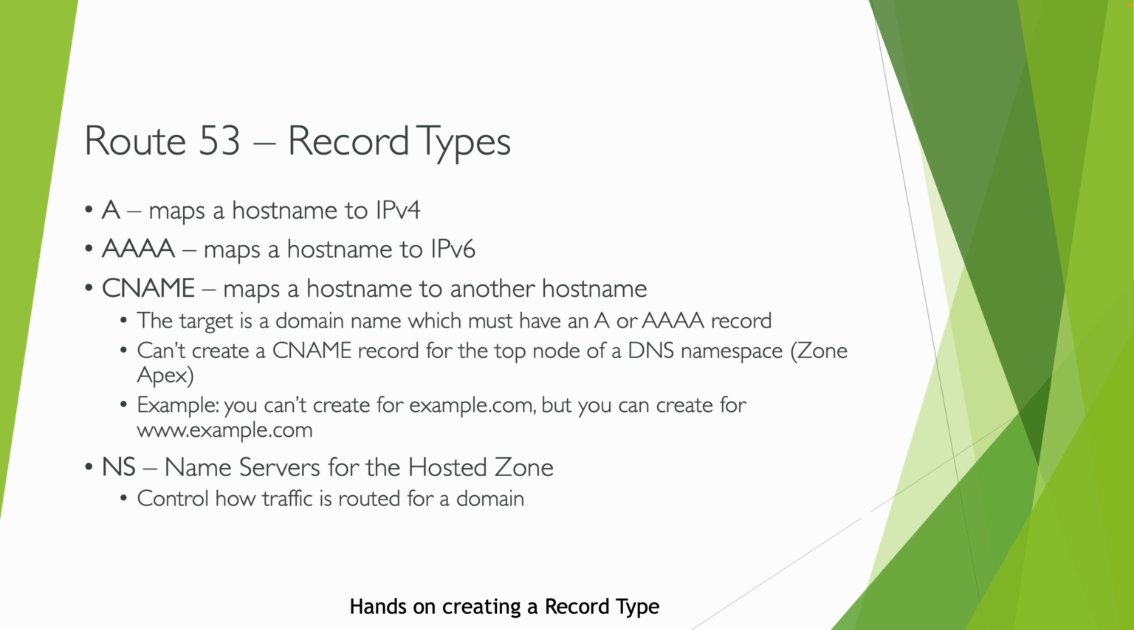And this particular target which you are giving, site2.com, must have an A or AAAA record, because it needs to go to some server, right? So the domain which we are using in the CNAME must have an A or AAAA record. And we can't create a CNAME record for the top node of the DNS namespace. That means for the .com or .in, we cannot directly go to it. We must create a second level domain.